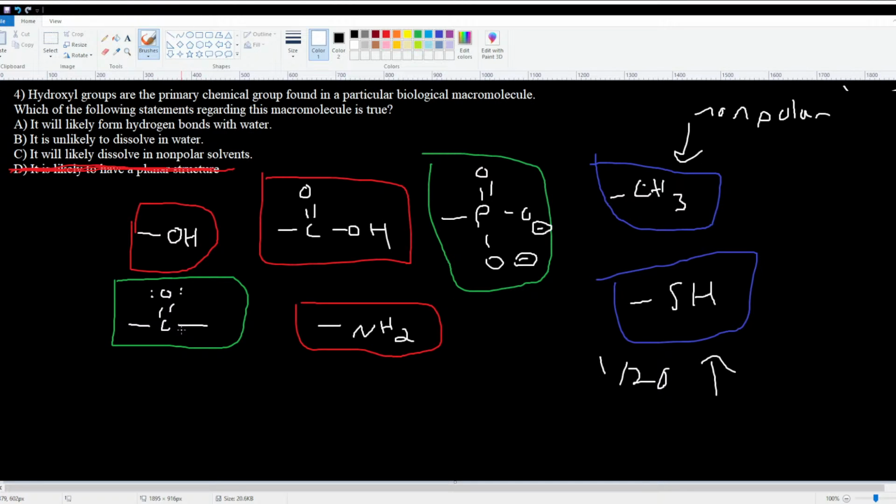A carbonyl, of course, has a C double bond to an O. So what does that tell us? This O has a partial negative charge on two ends, right? Because this has a partial negative charge, it is considered to be polar. So what can this do? It can bond to water via hydrogen bonding, right? That's what it's able to do.